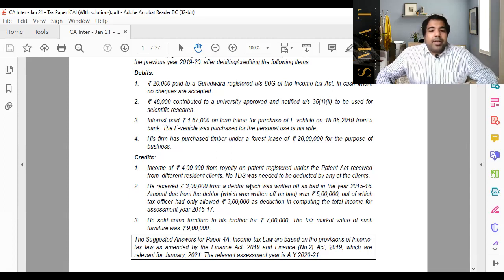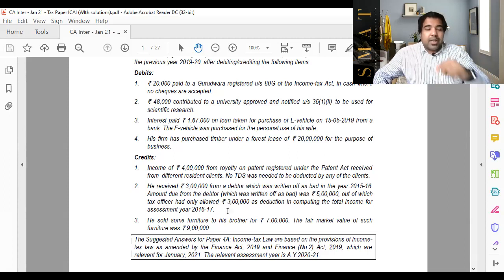Next, assuming guys that's not his business because they've said his business is furniture manufacturing. He received 3 lakh from a debtor. Very important, guys. He received 3 lakh from a debtor, which was written off as bad in the year 2015-16. So a couple of years back, he has written off a debtor. Amount due from the debtor, which was written off as bad, was 5 lakh, out of which the tax officer had only allowed 3 lakhs.